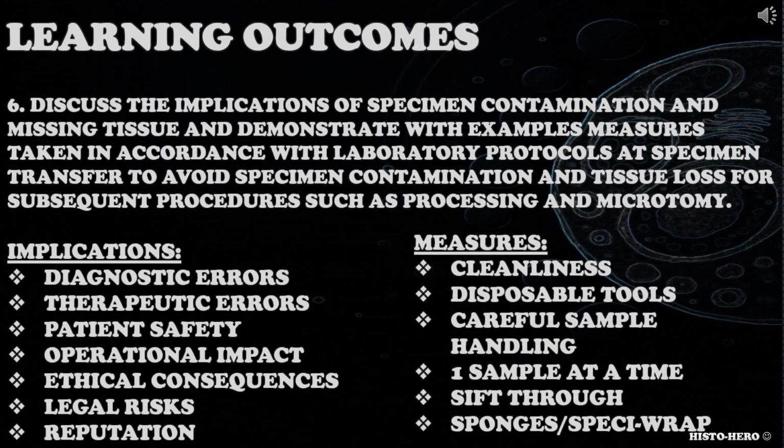The sixth learning outcome is for the candidate to discuss the implications of specimen contamination and missing tissue and demonstrate with examples measures taken in accordance with laboratory protocols at specimen transfer to avoid specimen contamination and tissue loss for subsequent procedures such as processing and microtomy.